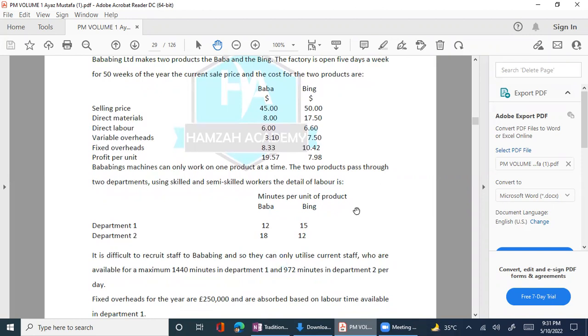So please identify the bottleneck process. Read this question by yourself and then identify the bottleneck process. I'm waiting for the answer. Just identify the bottleneck process.